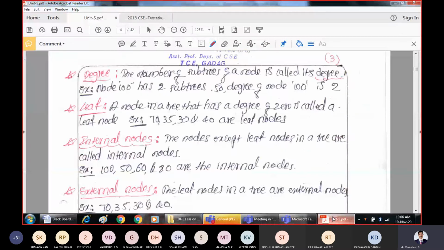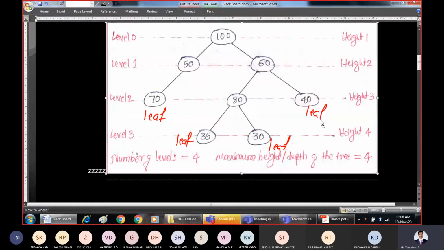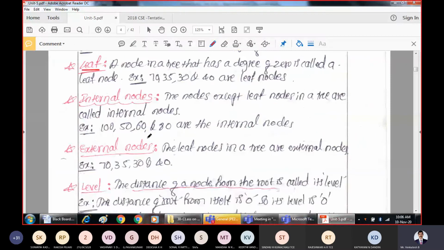Leaf node. What is a leaf? A node in a tree that has a degree 0 is called a leaf node. It has no children. For example, 70 is a leaf node because it does not have any children. 35 is also a leaf node. 30 is also a leaf node and 40 is also a leaf node. The nodes which do not have any subtrees or children are called leaf nodes.